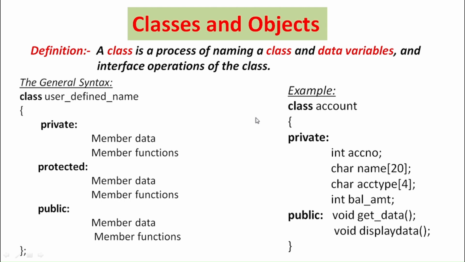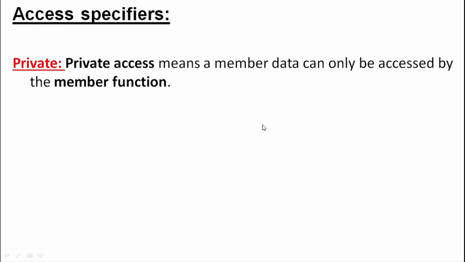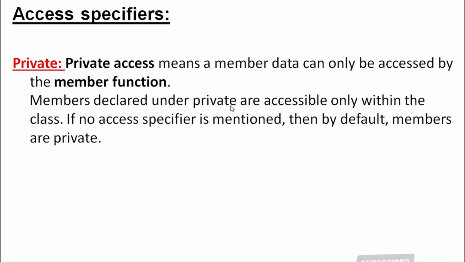Now we will see what are access specifiers and what are their functions in a class. Generally, we have three types of access specifiers, and they are: first, let's see what is a private access specifier. So the definition is: private access means a member data can only be accessed by the member functions. Members declared under private are accessible only within the class. If no access specifier is mentioned, then by default members are private.